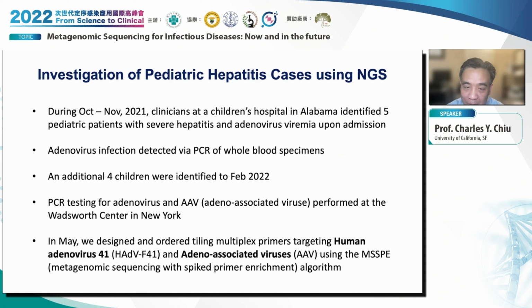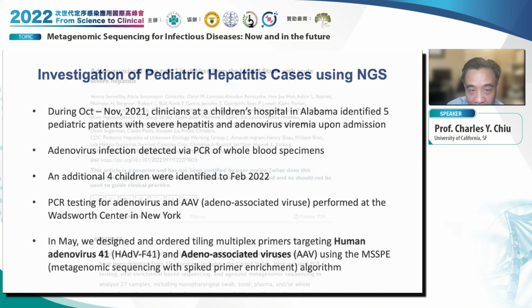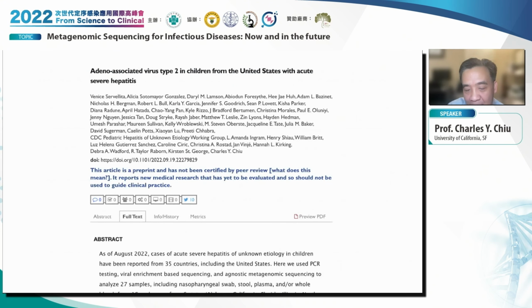Two of the children, for instance, needed a liver transplant because of this disease, and prior to becoming sick, were completely healthy. So what we did here was that we recently released as a preprint a paper which shows that we've detected, independently from another group, the association of adeno-associated virus type 2 in children in the United States with acute severe hepatitis. And adeno-associated virus is quite interesting because it's never been linked to disease.